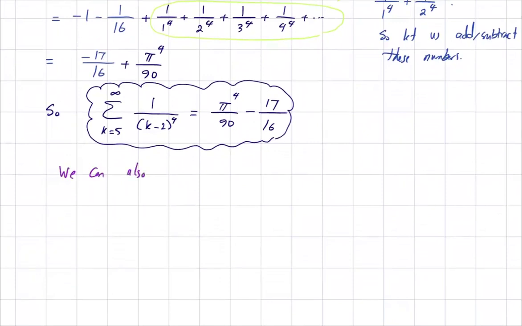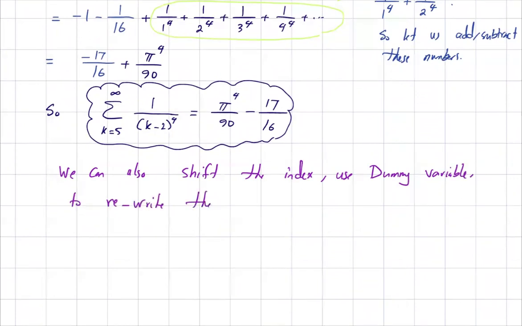We can also shift the index, use a dummy variable to rewrite the series. So our original series is written as the summation of 1 divided by k minus 2 to power 4, where k starts from 5 and goes to infinity.